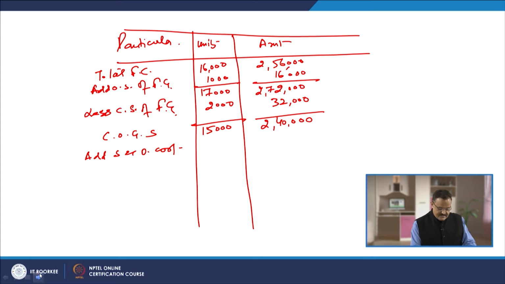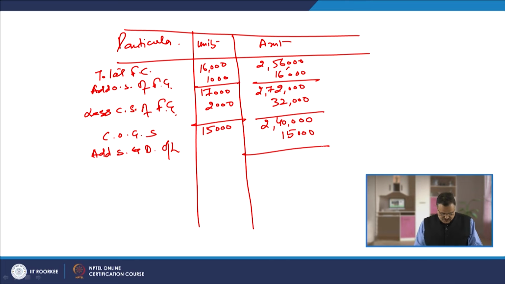Selling and distribution overheads. So if you take that into account, add selling and distribution overheads, rupees 1 per unit. How much will this amount work out as? This amount will work out as 15,000 rupees. So if you take this into account, what is the total amount now? 2,40,000 is the cost of production, 15,000 is the distribution cost. So finally, the cost of sales, COS, will be how much?